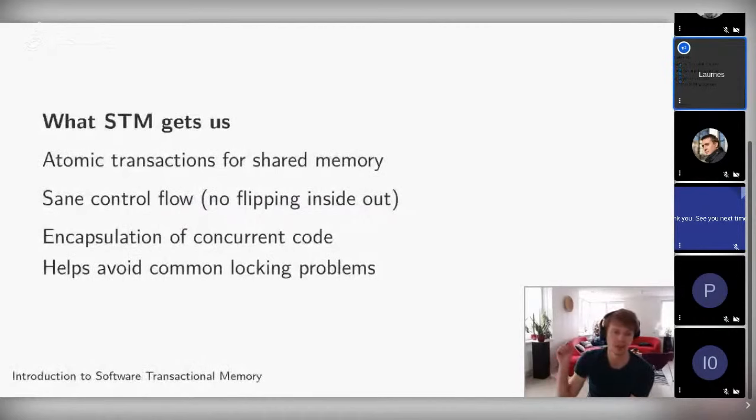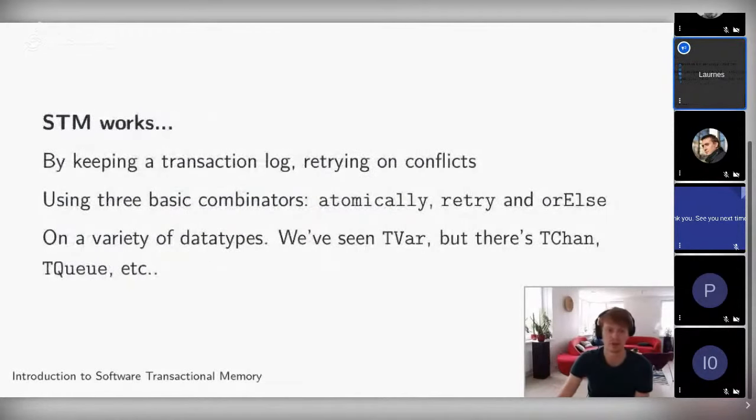Brief recap. STM gets us atomic transactions for shared memory. It gets us sane control flow, so you don't have your control flow flipped inside out, or the depth of encapsulation or composition, that kind of thing. And it helps you avoid common locking problems. It works by keeping a transaction log, checking all the variables involved, and then retrying on conflicts. The combinators are atomically, retry, and orElse. And I actually only showed you transactional variables, but in the rest of the talk, I'll show you a few more.